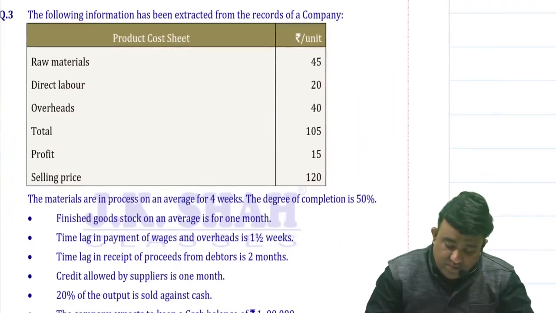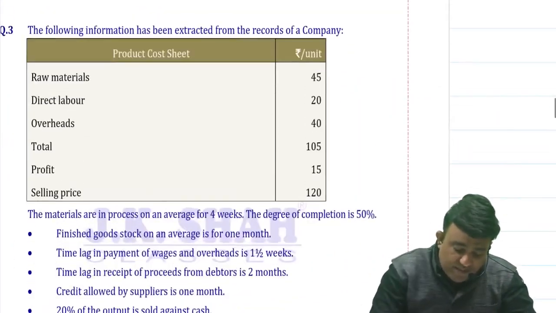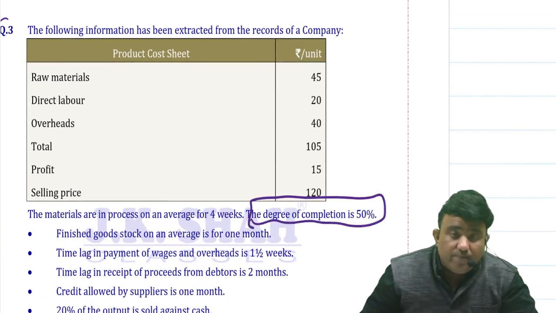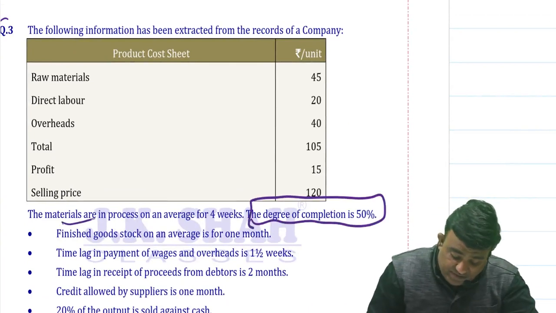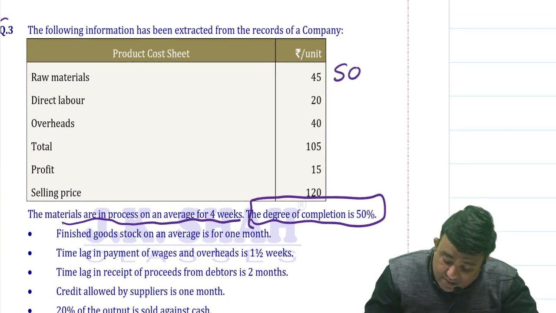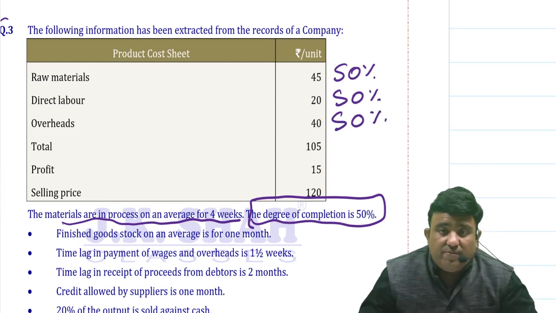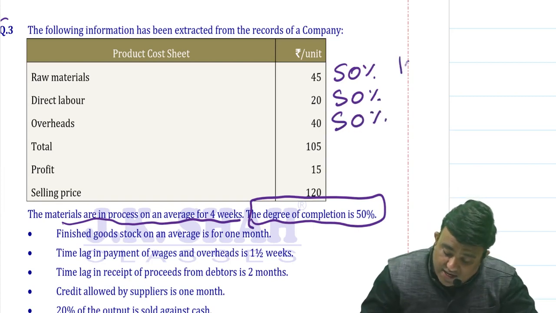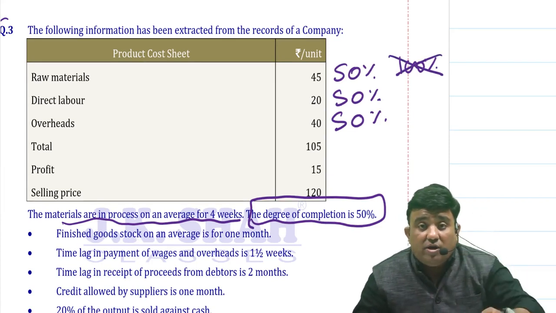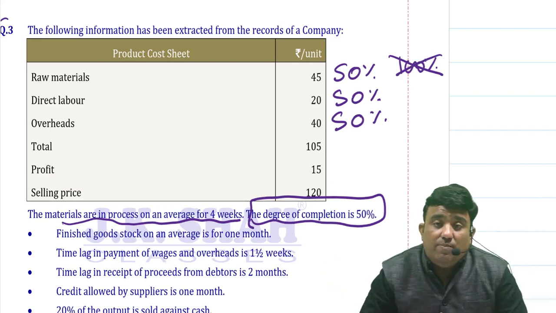Third question, student, again a very basic example, but the important point which I would love to highlight is this. Degree of completion 50% for material in process, 4 weeks. Student, when I say here 50%, it is material, wages and overhead, all the three are 50%. You can't take this as 100%. This 100% is only taken if it is specifically given 100% or nothing is specified about completion stage.